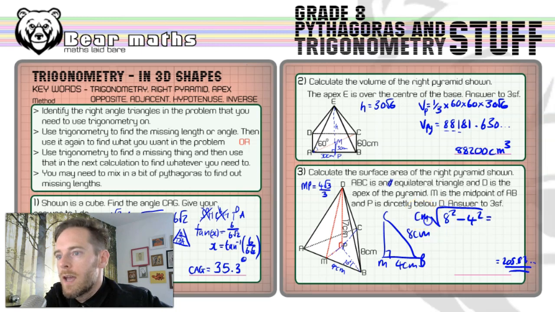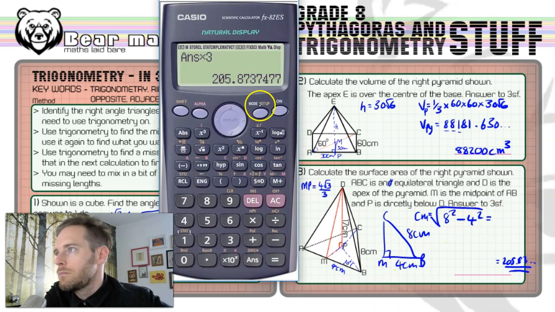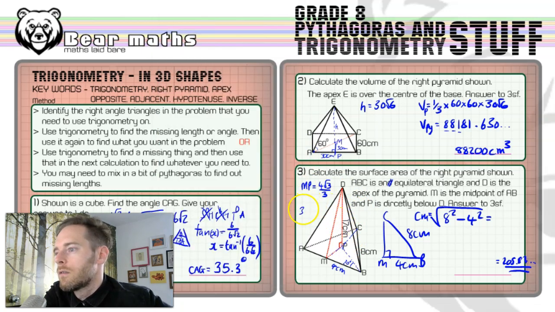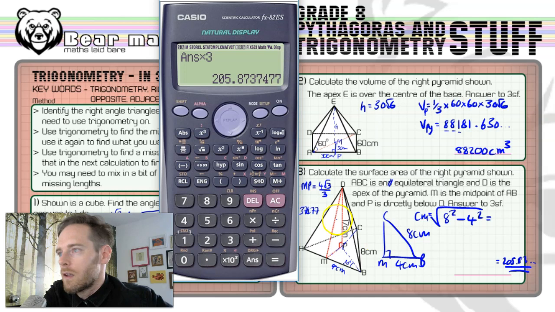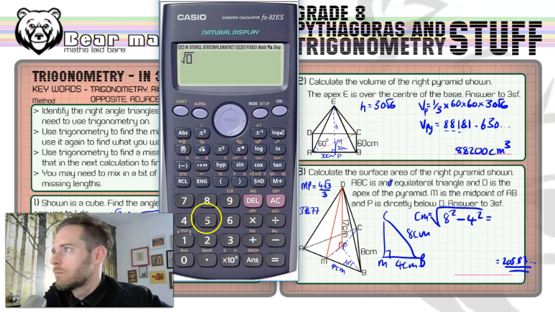Okay, and we're working out C to M. That's the perpendicular height of our equilateral triangle. And that is going to equal something. Let's just write that down. I've got that written down there already, 37477. There's the rest of the decimals on the end of that. So yeah, let's go back there. Now, square root of 8 squared minus 4 squared equals 4 root 3.